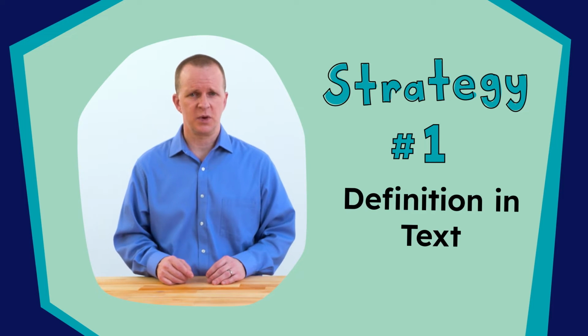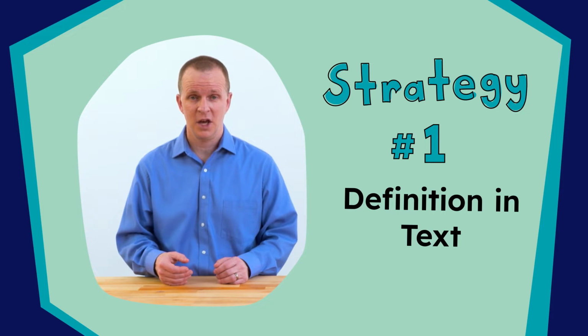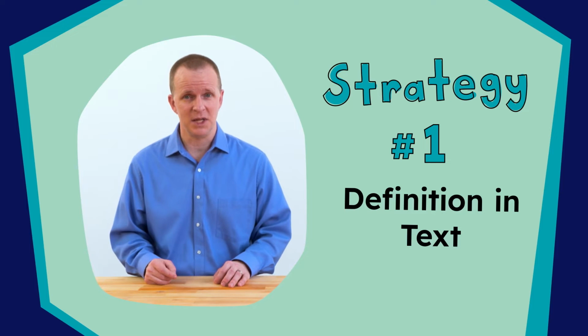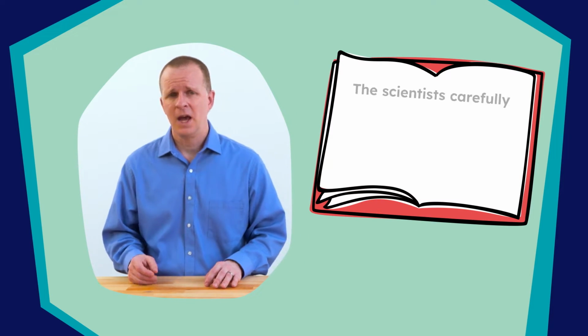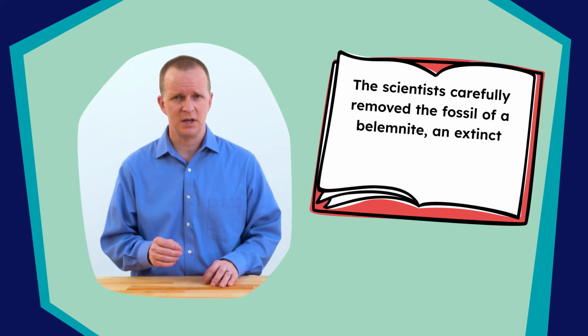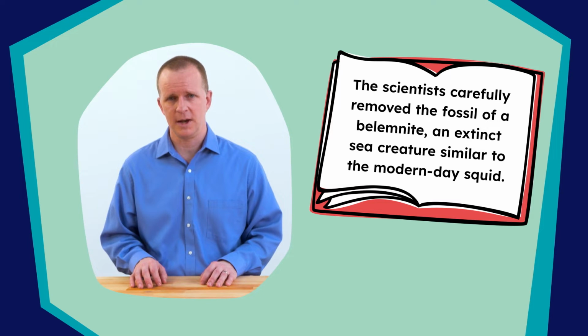Definition in text is when the author actually tells you what the hard word means right in the sentence. But here's the thing, if you don't read carefully, it can be easy to miss. Here's an example of how that one looks. The scientists carefully removed the fossil of a belemnite, an extinct sea creature similar to the modern-day squid.